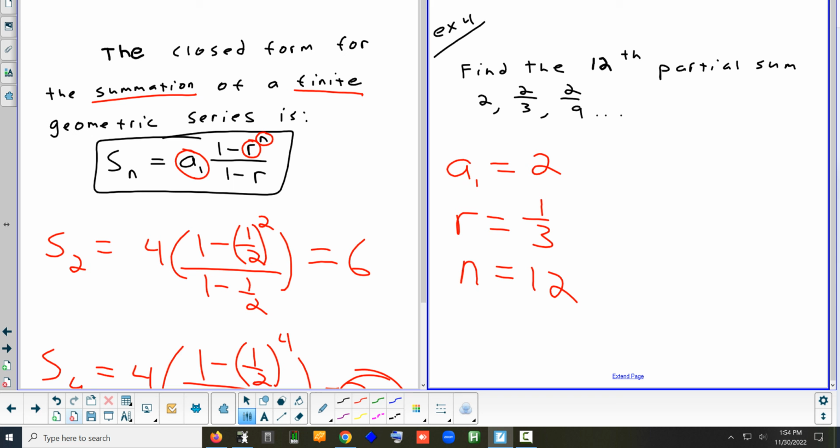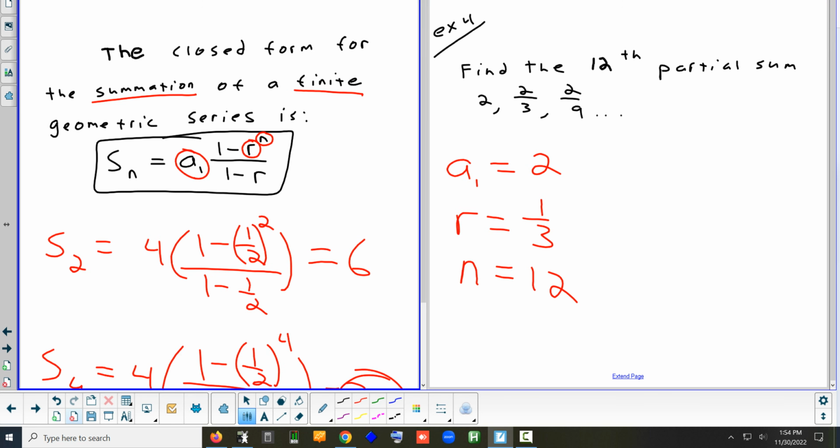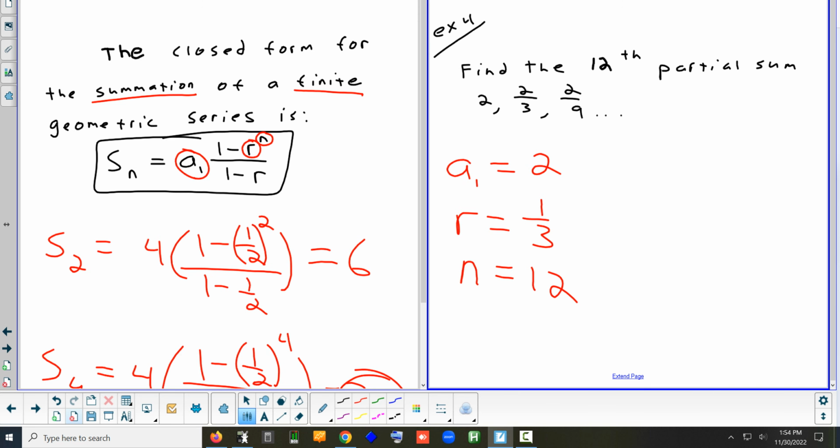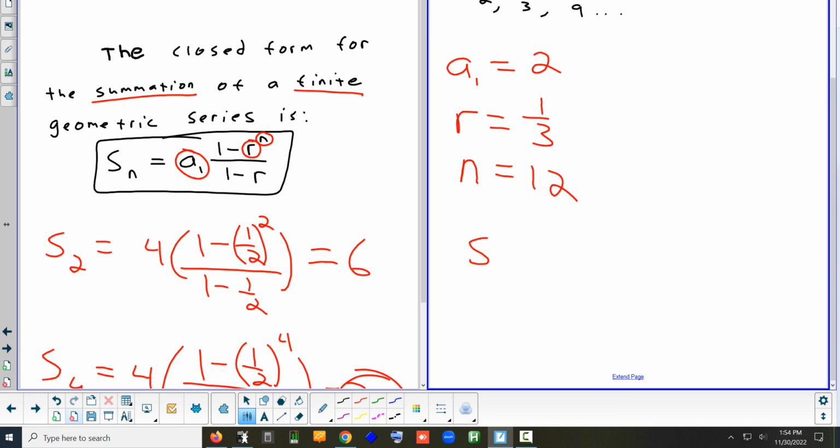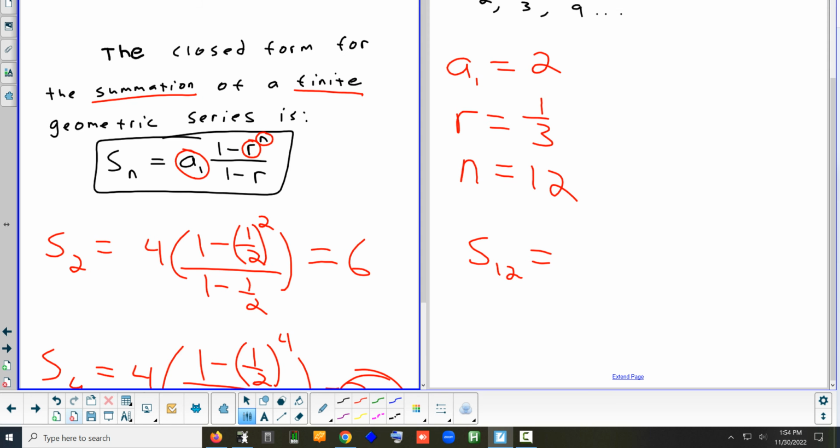Now that you have those 3 pieces of information, you can fill them into this formula, and it will add up the first 12 numbers in that pattern without even knowing what all 12 of them are. You don't need to know. You can just add them up without knowing. Okay, so S sub 12. All set? Perfect.